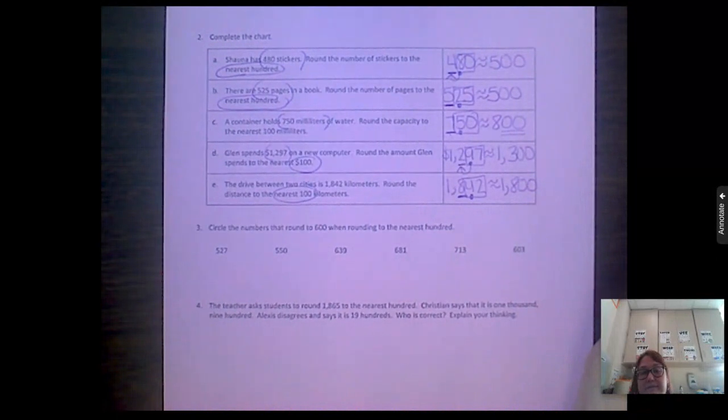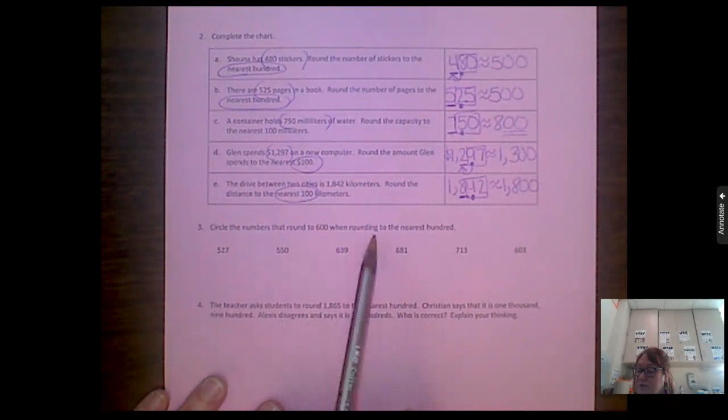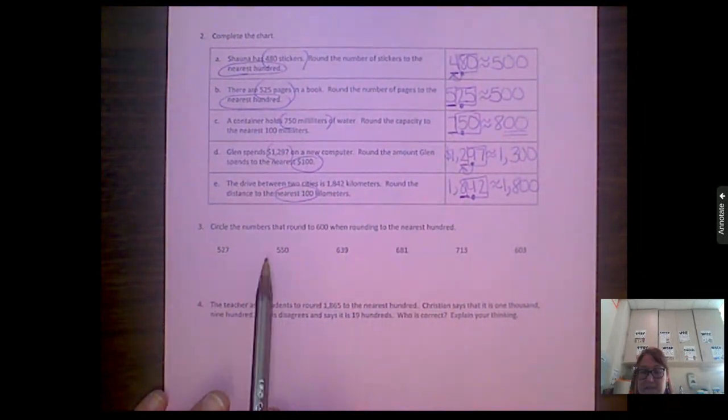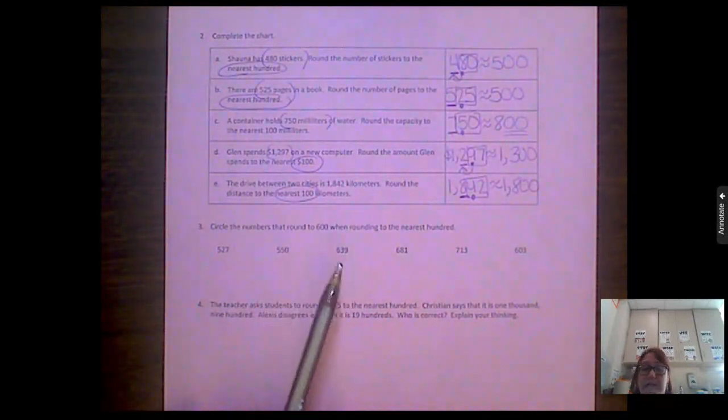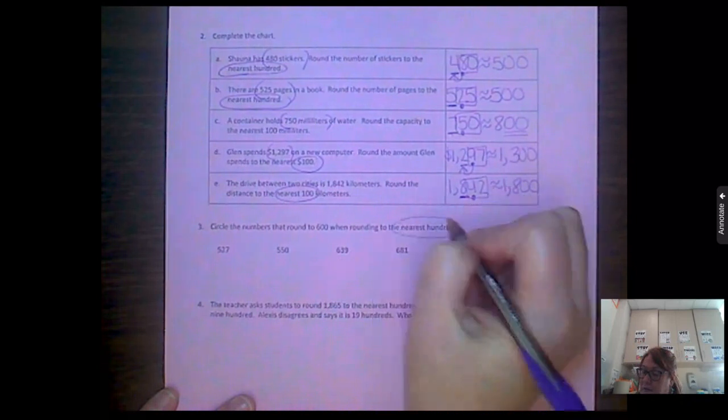What do we think? Alrighty, let's move on. Number 3 says circle the numbers that round to 600 when rounding to the nearest hundred. So I want to look at all these numbers and say which ones, because there's going to be more than one, round to 600 when I round them to the nearest hundred. I want to round each one to the nearest hundred.